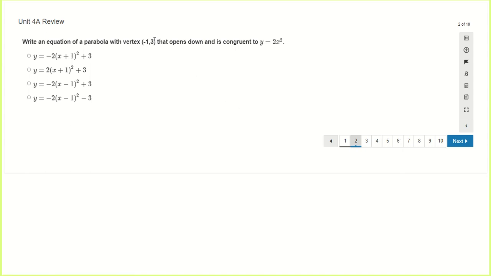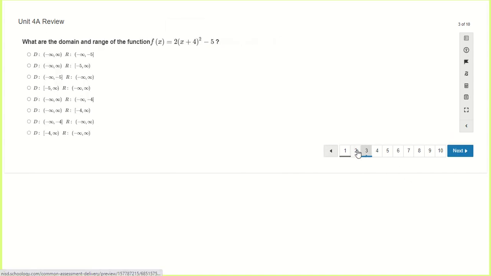The vertex is your (h, k), and it opens down. So what does that mean? If it has to open down, even though it's congruent to this a value, it has to open down. So what does that mean as far as the equation, the a value, and all that?